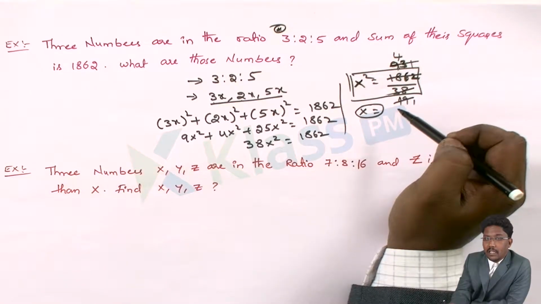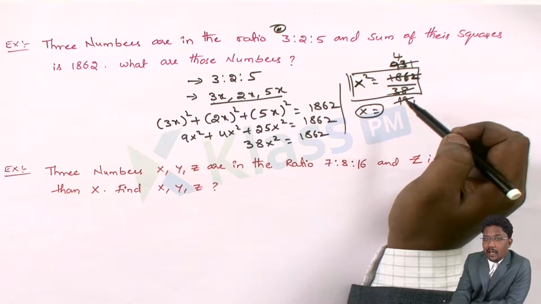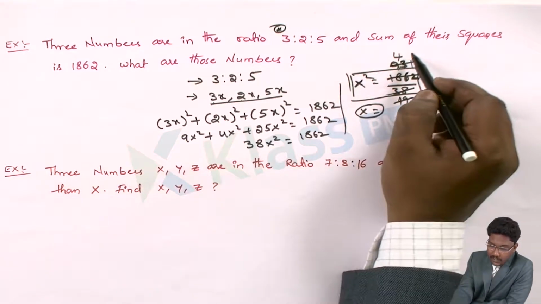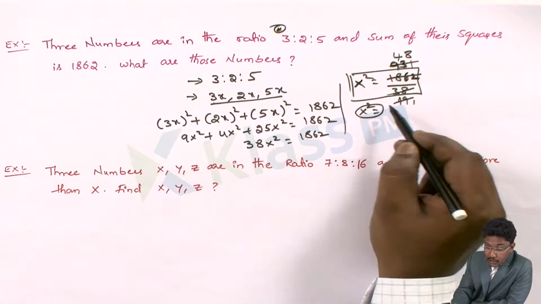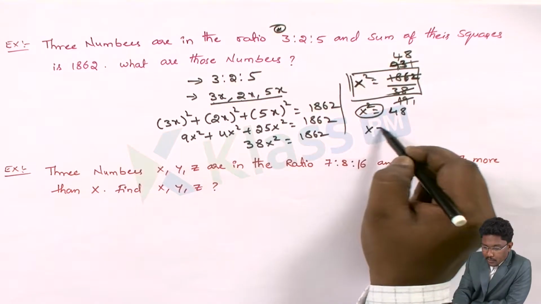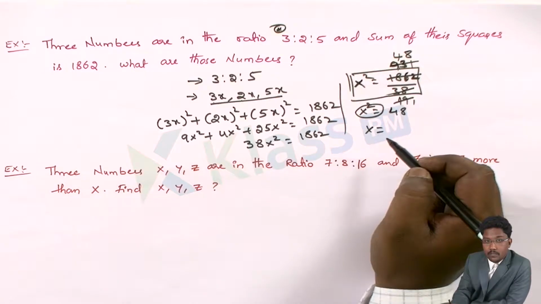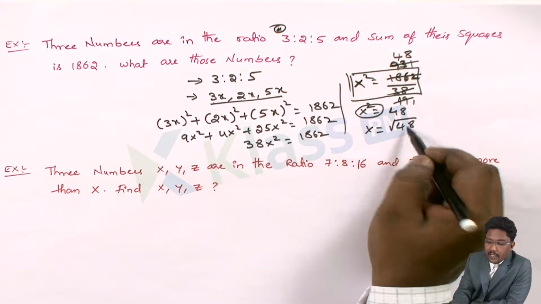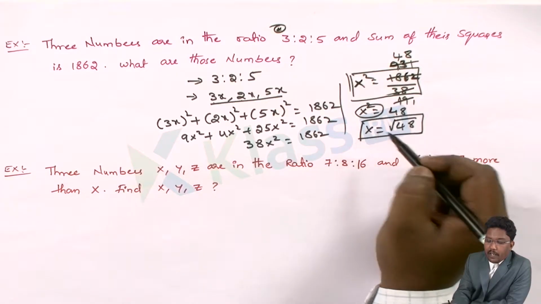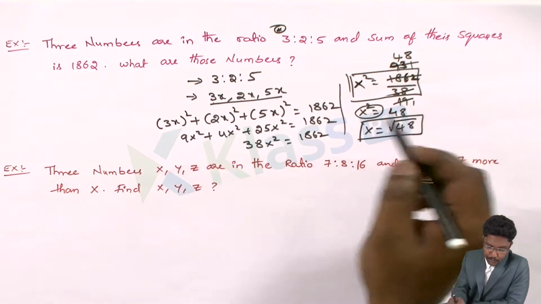171 means it is 19, 9 nines are 171. So the x square value is 49. Then what is the x value? Then find the value of root of x square and substitute this.